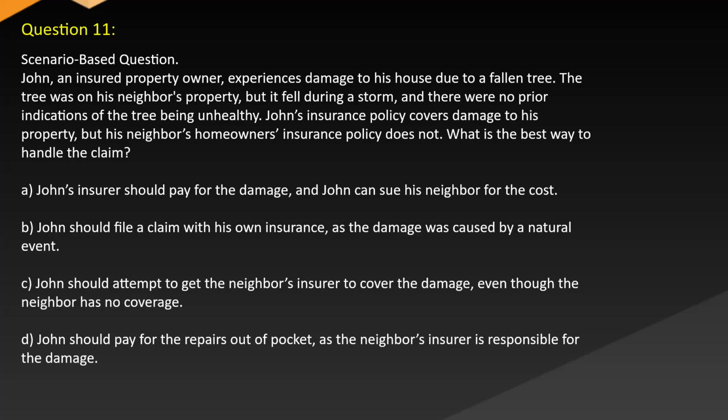The tree was on his neighbor's property, but it fell during a storm and there were no prior indications of the tree being unhealthy. John's insurance policy covers damage to his property, but his neighbor's homeowner's insurance policy does not. What is the best way to handle the claim?